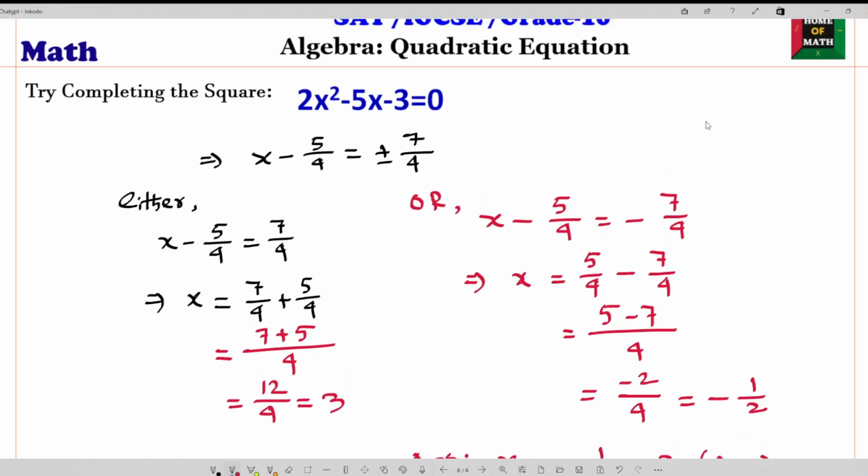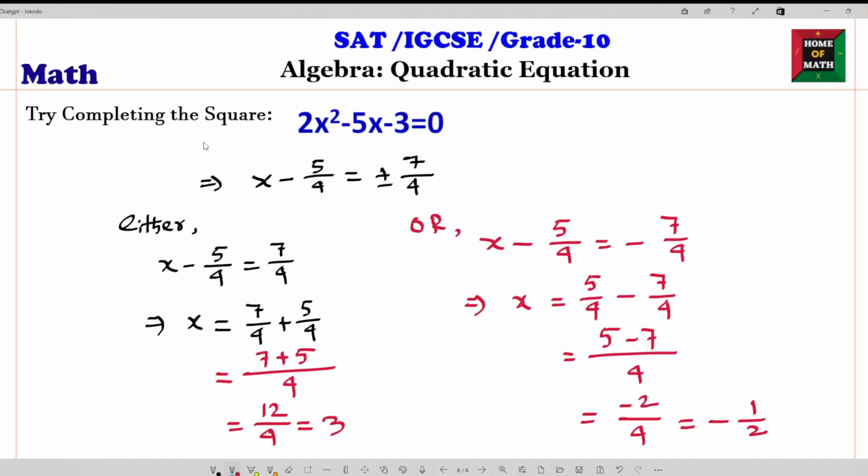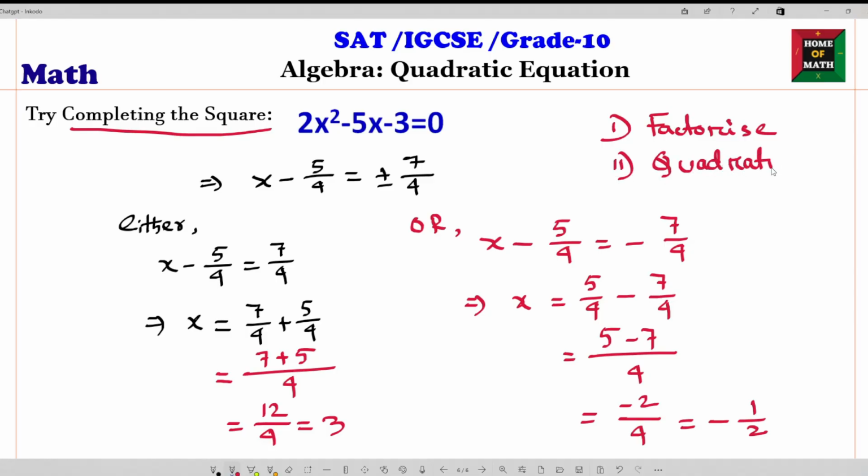In this video we are trying to solve this math by the completing the square method. You can solve this another two ways. One is factorize, or the quadratic general method. Okay, and both methods' answers will be the same.